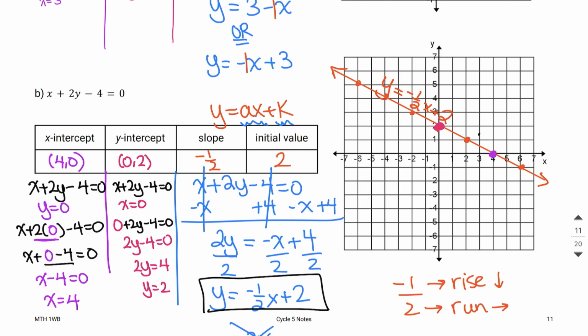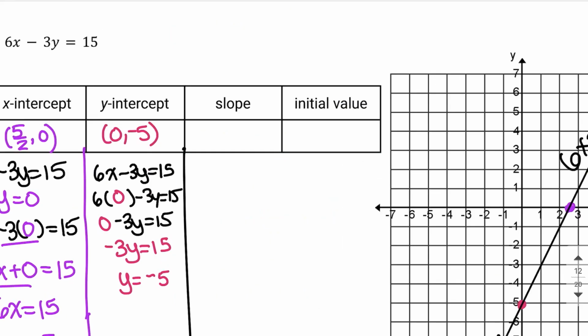However, if you want to write the original equation, x plus 2y equals negative 4, it doesn't matter because they're the exact same line. They're just rewritten in a different way. So since they're the exact same line, you can use either equation to write. All right, let's make sure we can identify the slope and the initial value as well.